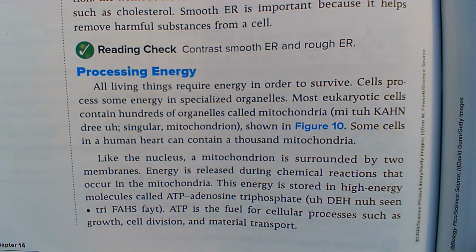Energy is released during chemical reactions that occur in the mitochondria. This energy is stored in high-energy molecules called ATP, which is short for adenosine triphosphate. ATP is the fuel for cellular processes such as growth, cell division, and material transport. And I like to think of ATP as like the money. If you want anything done in a cell, you need the ATP, the money, which is produced in your mitochondria.